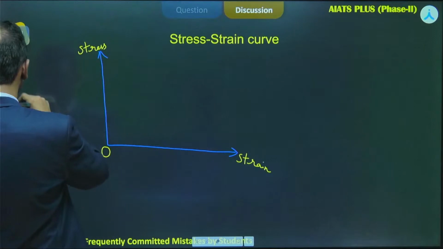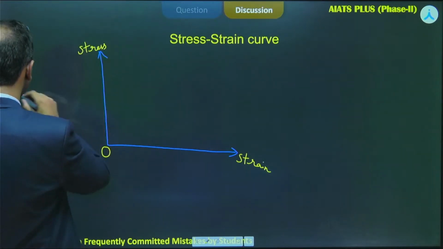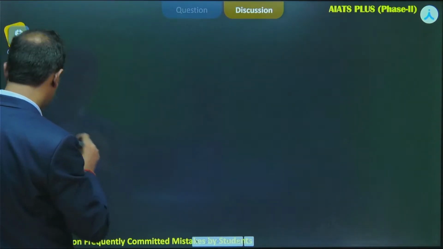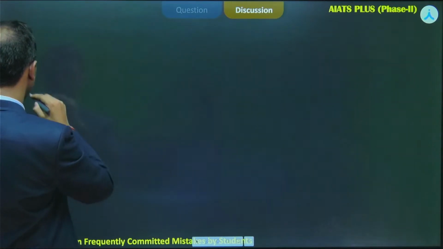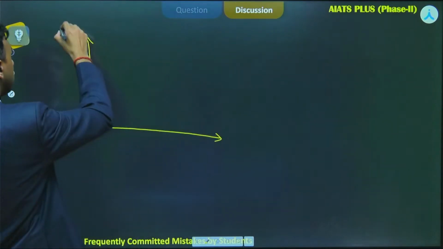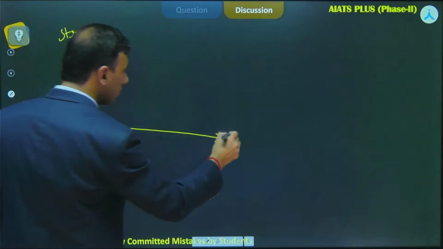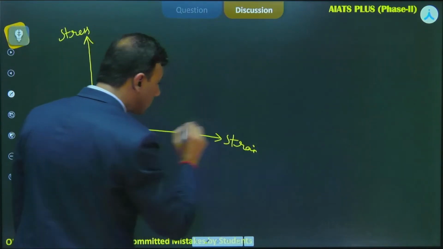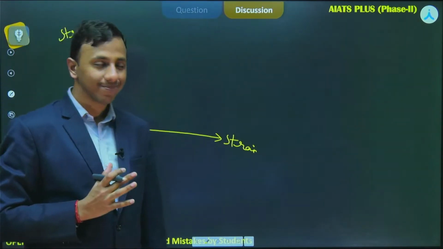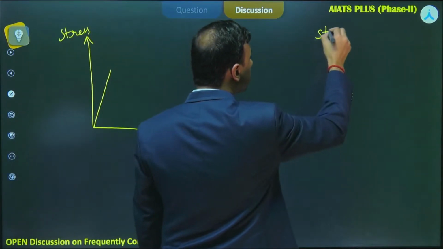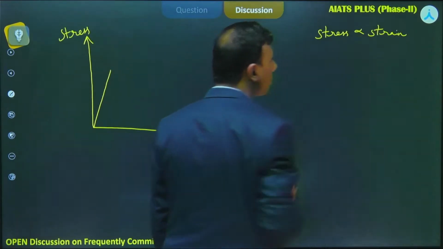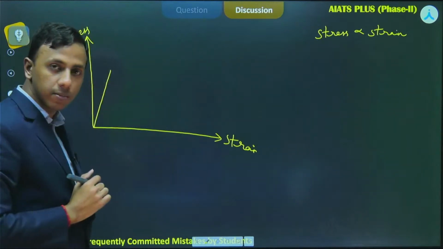Or we can erase it. We can draw a shorter one. Let me draw again. This is your stress, and this is your strain. Initially, as I increase the stress, it would increase proportionally, meaning that the stress would be proportional to strain. So it is increasing in a straight line, sort of.